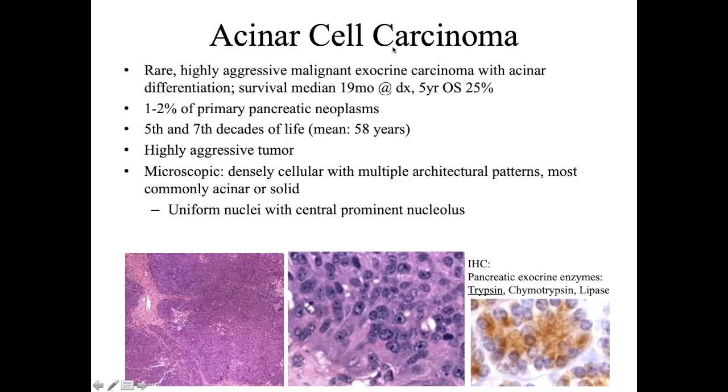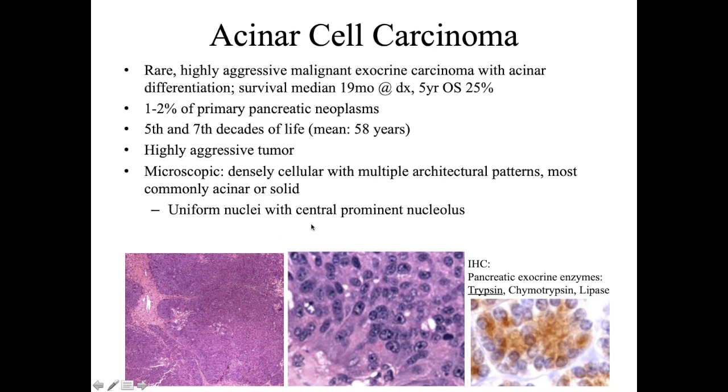So this is an acinar cell carcinoma. It's very rare. It's highly aggressive. It's a malignant exocrine carcinoma with acinar differentiation, and it makes sense because it does look like normal pancreatic acini. The median survival is 19 months, and 5-year survival is 25%. It's rare because it's 1 to 2% of pancreatic neoplasms. It usually occurs later in life, between the 5th and 7th decades. Microscopically, it's densely cellular with multiple architectural patterns, most commonly acinar and solid.